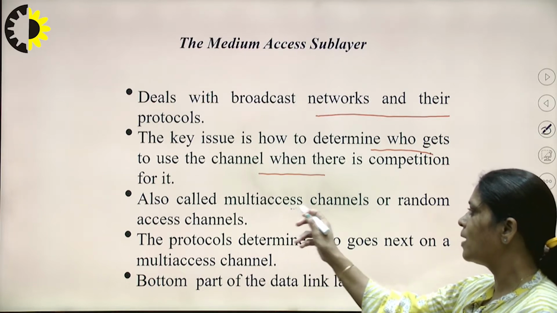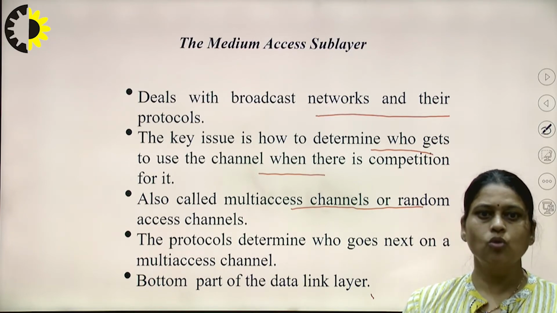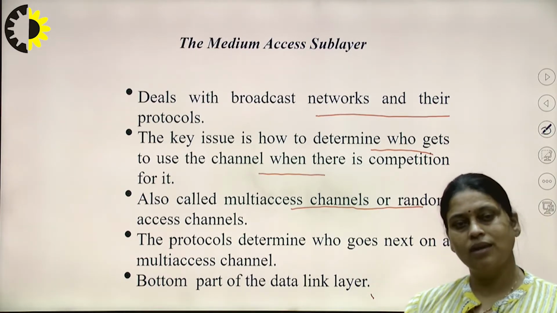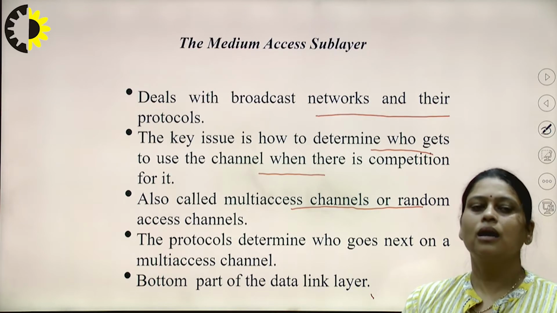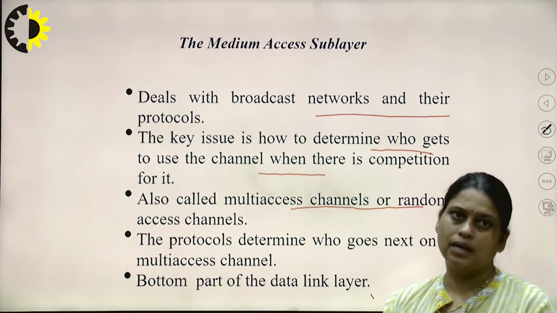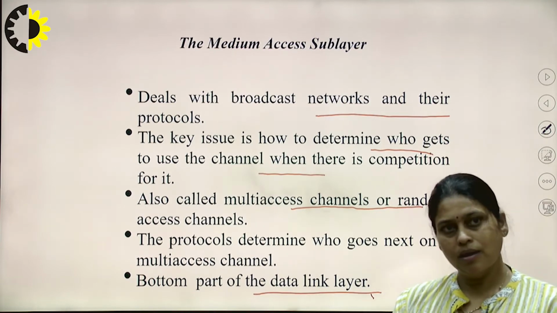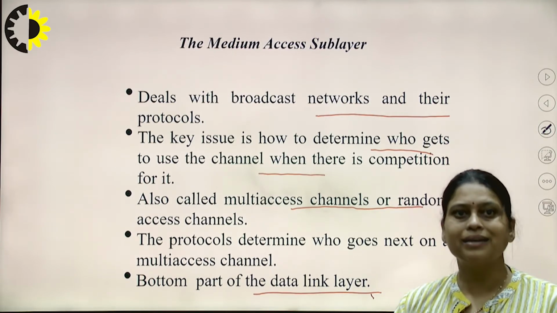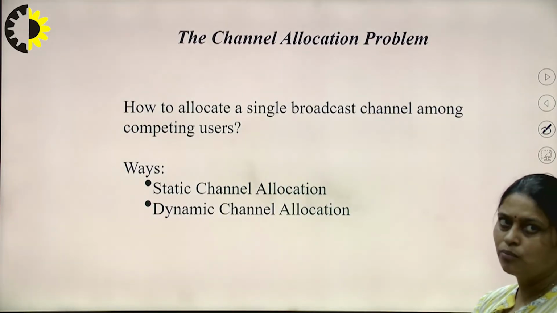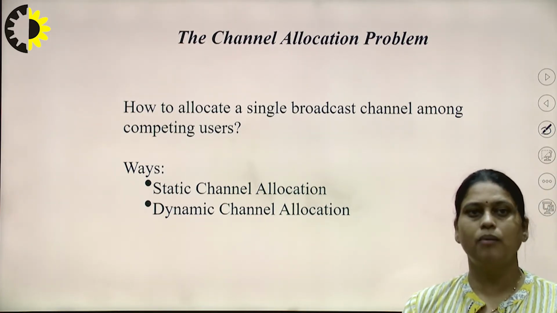It is also called a multi-access channel or a random access channel. The protocols determine who goes next on the multi-access channel. With the help of this medium access control sublayer, we can easily identify who will send the data into the channel, so that no collision occurs in the channel. LLC is the upper part of the data link layer, and MAC is the bottom part. Now the channel allocation problem, we have to solve through the MAC layer.